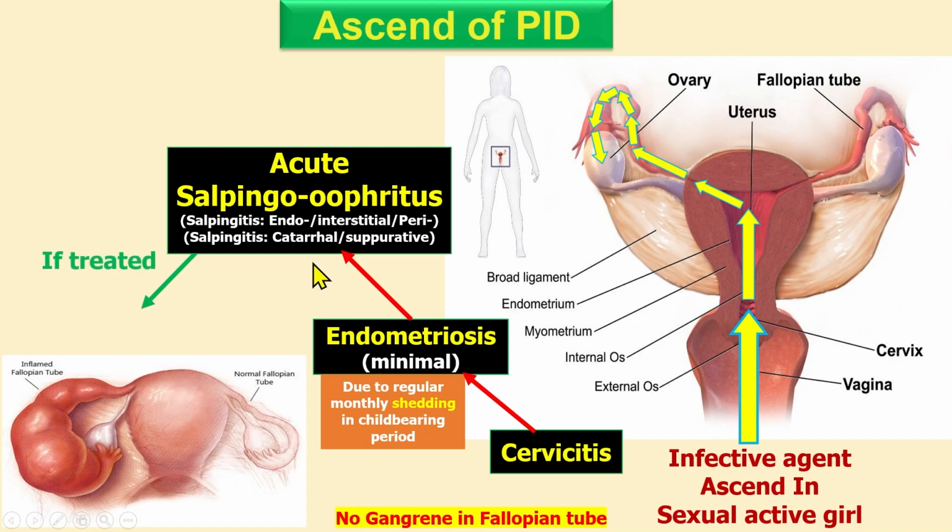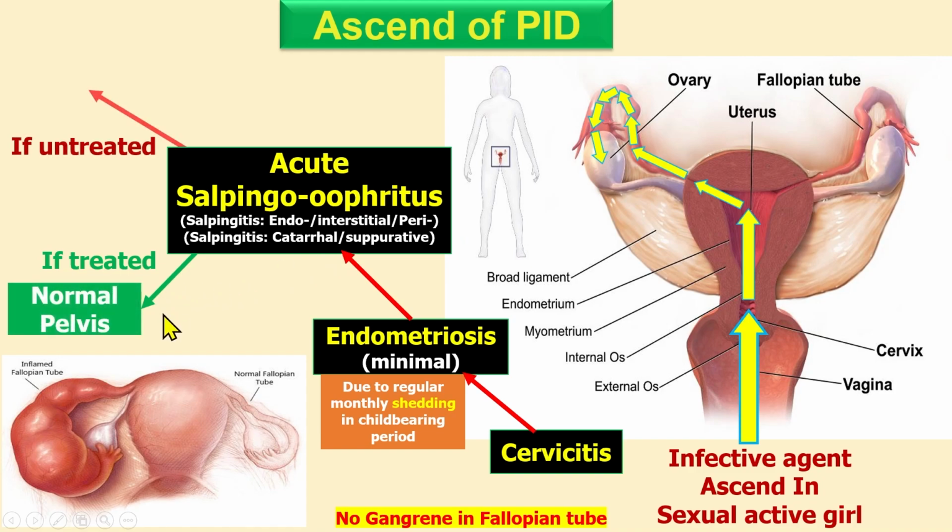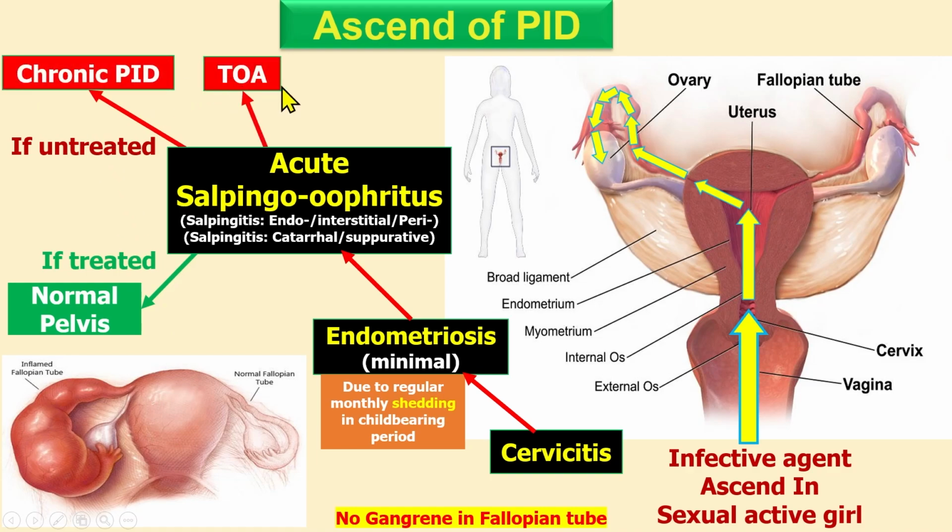Okay, so if you treat this condition, I mean acute PID or acute salpingo-oophoritis, the pelvis becomes normal. If it's untreated, this leads to chronic PID, or it can lead to TOA, meaning tubo-ovarian abscess. There will be abscess or pus formation in the ovary and the tube. Okay, so this is tubo-ovarian abscess.